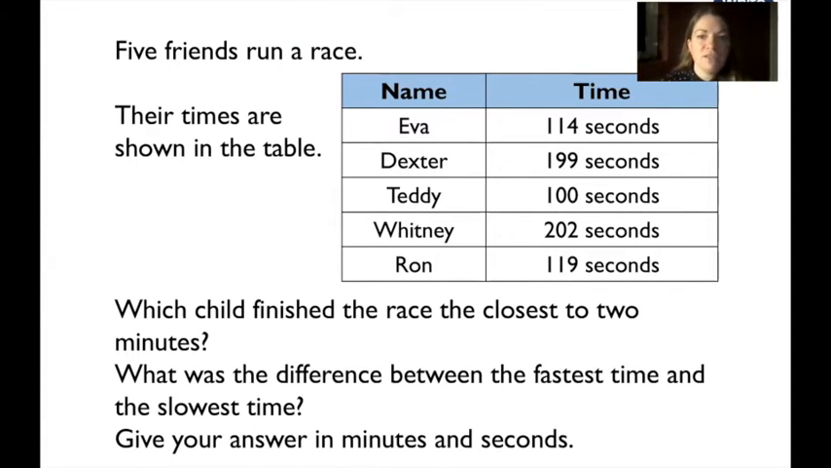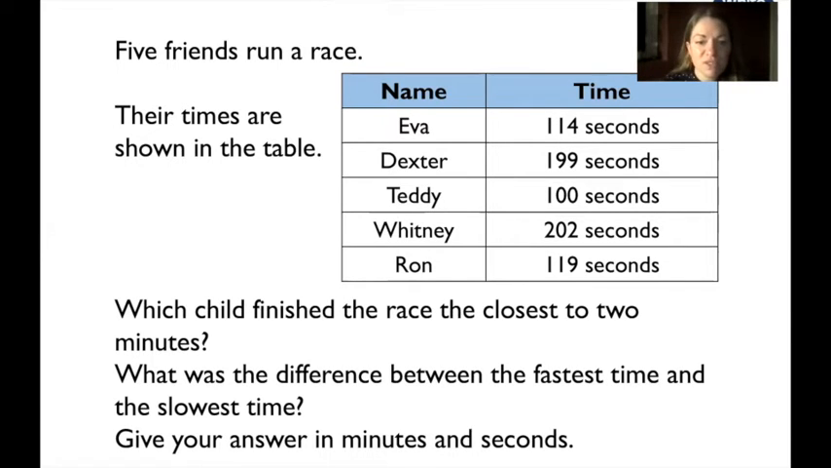Okay, 5 friends run a race. Their times are shown in the tables. So you've got Eva, 114 seconds, Dexter, 199 seconds, Teddy, 100 seconds, Whitney, 202 seconds, Ron, 119 seconds. Which child finished the race closest to 2 minutes? Think about how many seconds are in a minute. Think about those 6 times tables, make some notes.